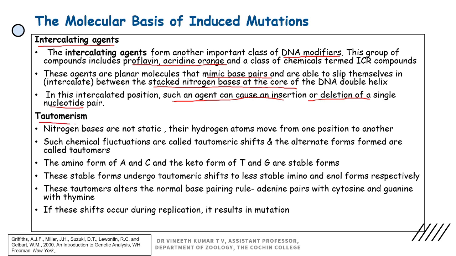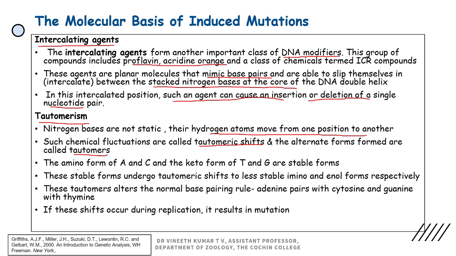Next is tautomerism, or tautomers. These tautomers are also a cause of mutation. Nitrogen bases are usually not static, and their hydrogen atoms move from one position to another in the normal nitrogen bases. Because of this chemical fluctuation, there will be structural alterations in the normal base because of this shifting in the position of hydrogen, and such alternate forms are called tautomers, and the shifts are called tautomeric shifts.